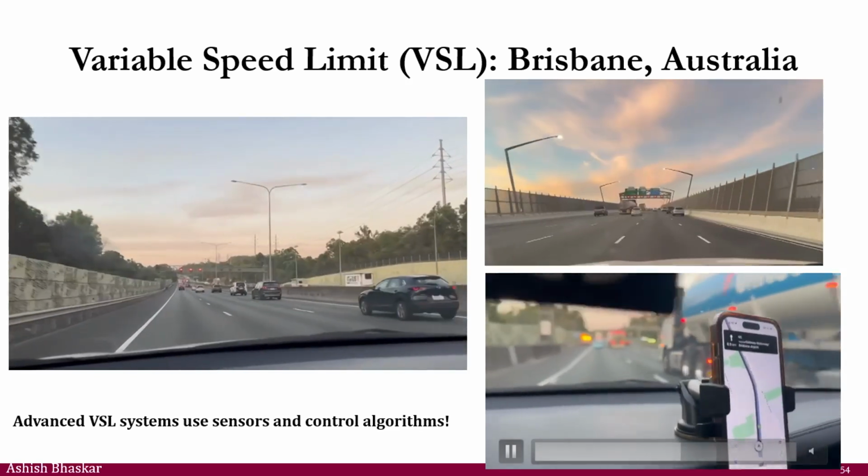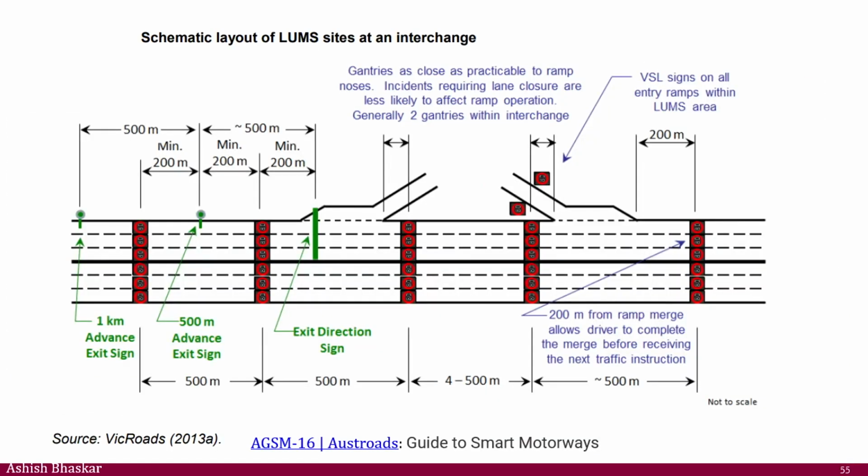So what we're talking about now is the expressway like this. You have gantries, the ones that you see here. We call them a lane use management system. So I'm showing the speed limit, but you can also show a cross sign on one of them to say don't enter that lane, use the other lanes, right? So they are the lane use management system. This is from the guide to smart motorways, so it's already a public document.